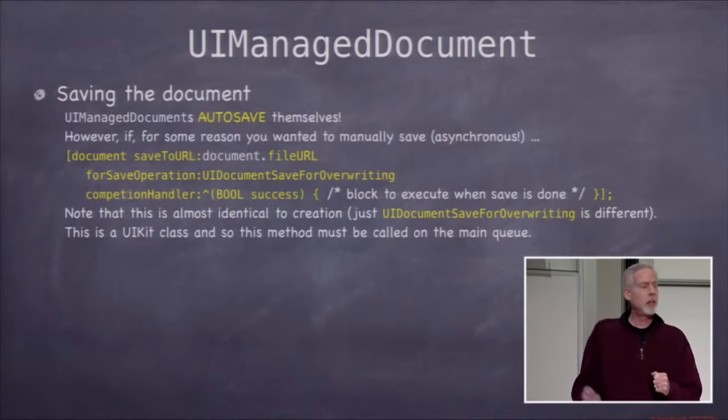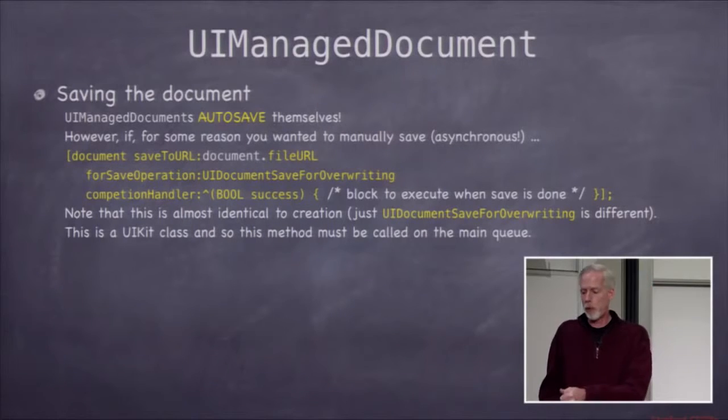And you can save it using this method you see here, but generally we don't. We let it auto-save. Okay? The way we save it is with the same method we used before, but we say UI document save for overwriting. But generally, we don't call this method. We let it auto-save. Okay, so that's an important thing to understand.